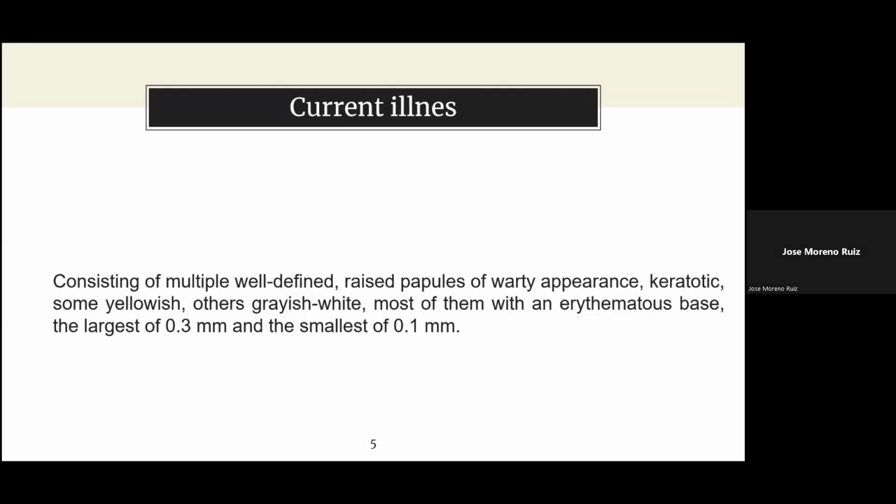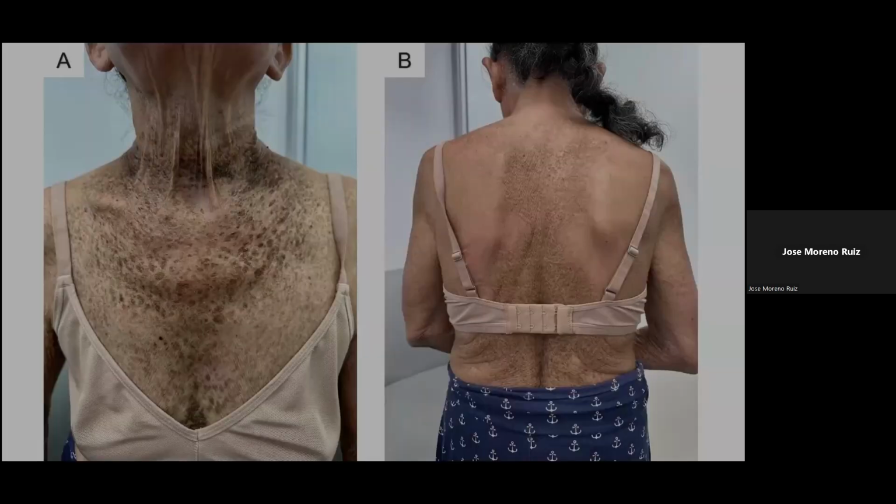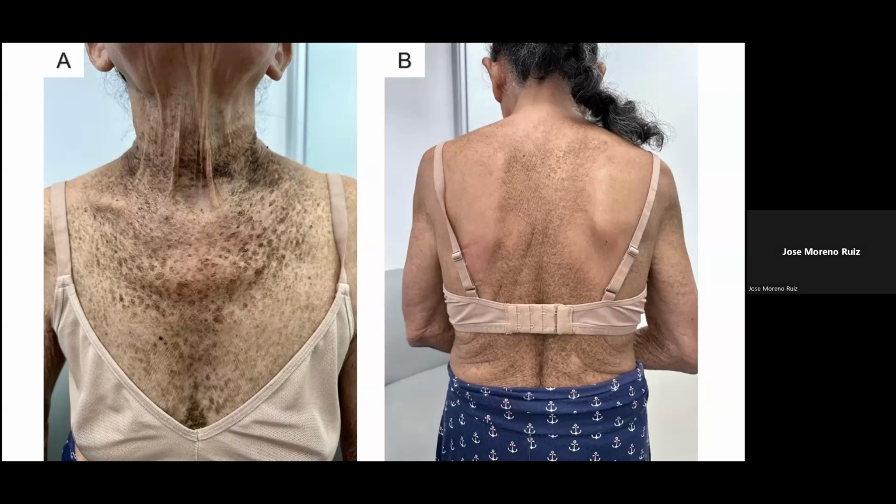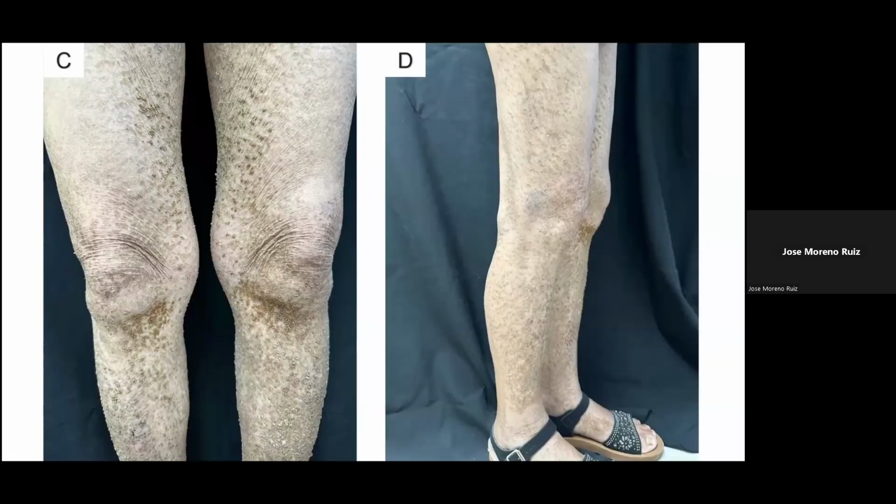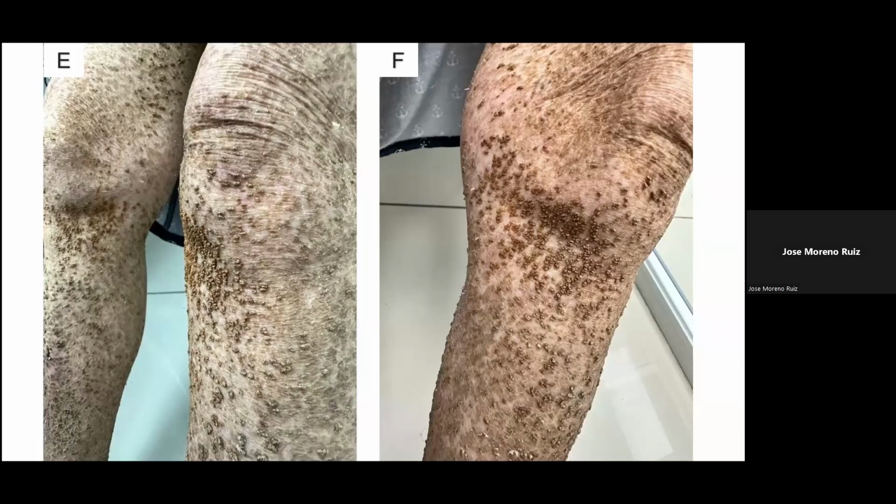This dermatosis consisted of multiple well-defined raised papules of warty appearance, keratotic to the touch, some yellowish and others grayish-white, most of them with an erythematous base. The larger one was 0.3 millimeters and the smaller one was 0.1 millimeters. These are the clinical images of our patient: the anterior V-zone of the neckline, posterior thorax, the legs, and these are more upcoming pictures of the patient.